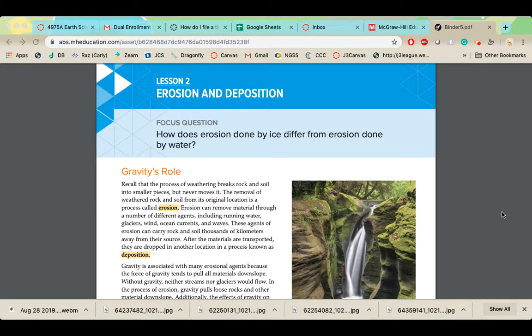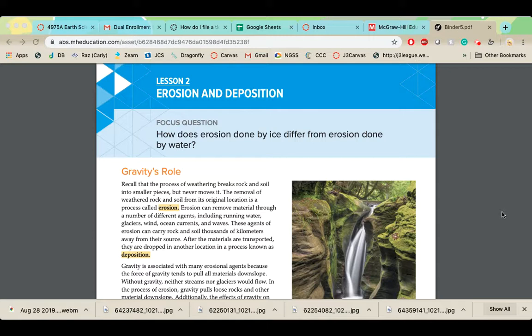Hey, in this lesson, we're going to be talking about erosion and deposition. Erosion and weathering are the same because they both break down rocks and soil. And erosion can also happen because of water. So that's how they're similar.